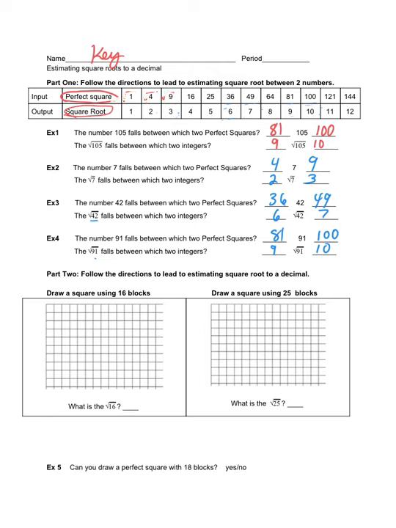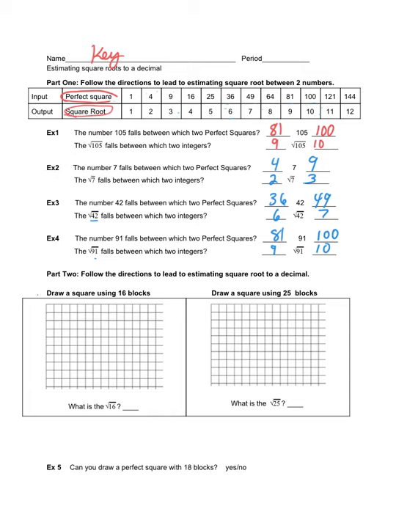All right, if you look at part 2, we're going to draw perfect squares. All these numbers up here, 1, 4, 9, 16, 25, 36, etc., this is kind of where geometry and algebra collide. If I were to draw all these perfect squares, like we're about to do, you will see that they form a perfect square. So, part 2, follow the directions to lead to estimating the square root to a decimal.